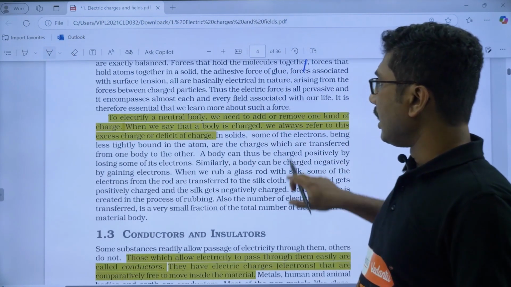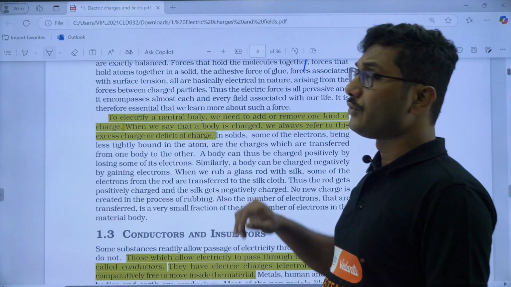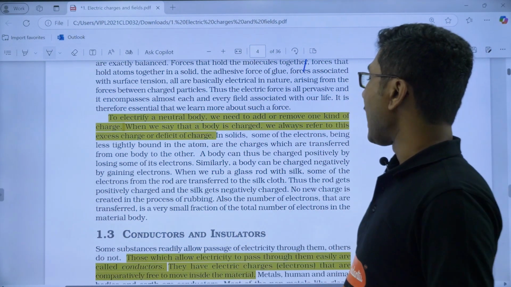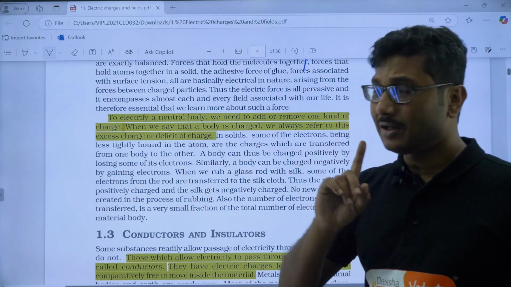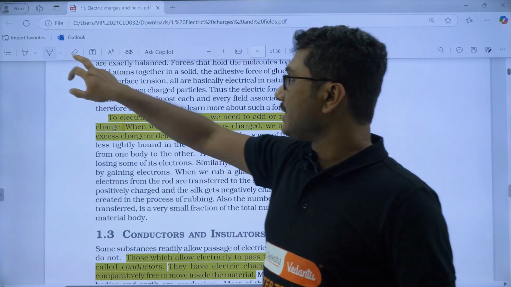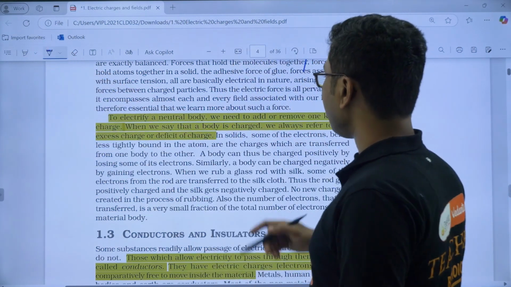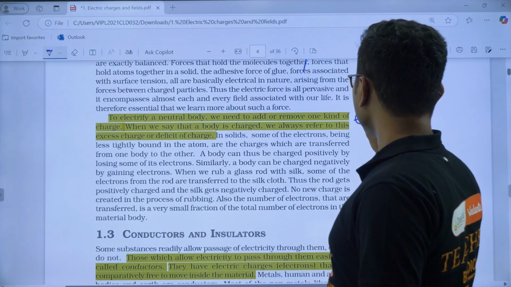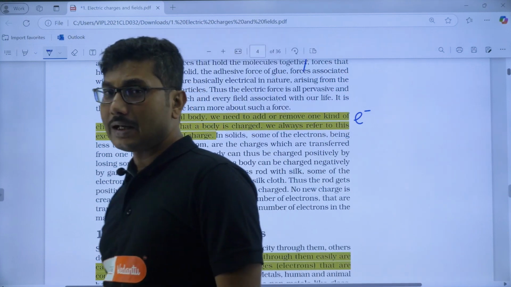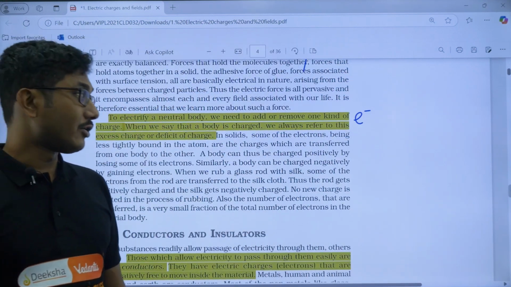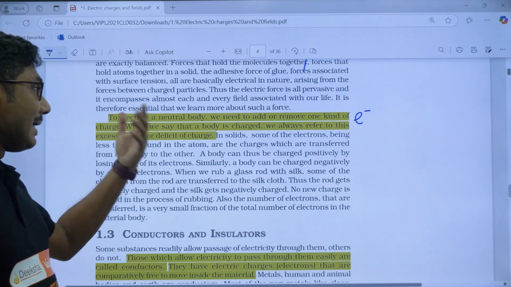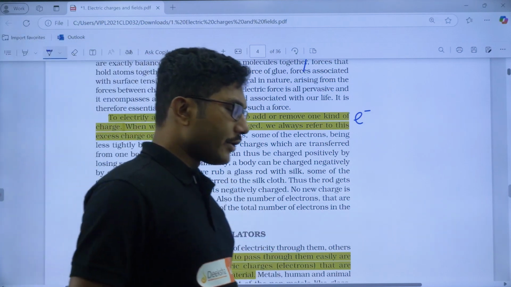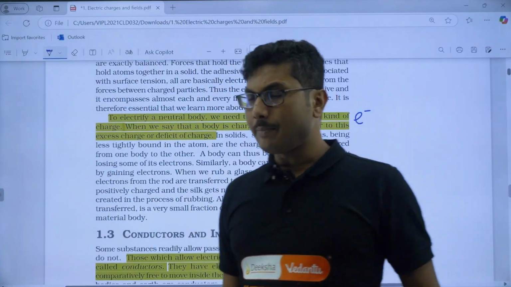Next, to electrify a neutral body, we need to add or remove one kind of charge. Since they have not introduced the concept of the electron, they are not mentioning what it is. So you should remember in your head that this one type of charge is electrons. Either you can add electrons to make it negative, or you can remove electrons to make it positive.